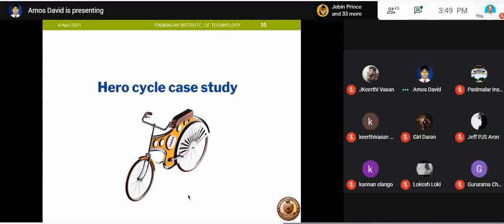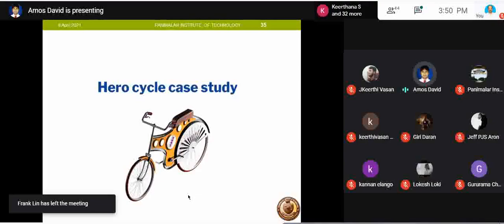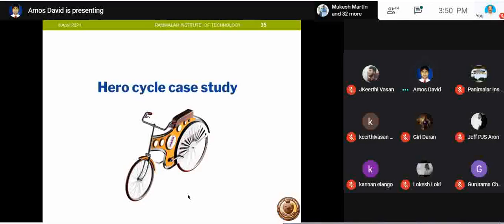Can anybody answer? How does the frame look? Is it sheet metal, or any kind of rod, or how is it made? How is the Hero Cycle's frame? Anyone? It's a rod only. It looks like a rod. Don't look at this one, I've just put an image. A Hero Cycle, what is the frame? It's a rod, right? Correct?